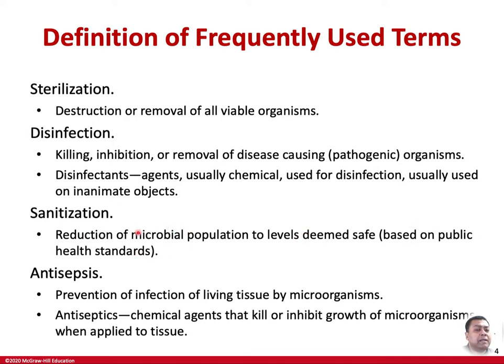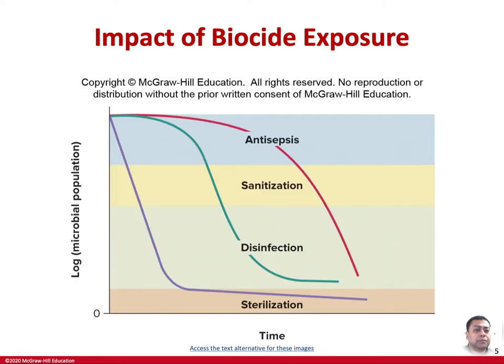That does not mean that the sanitization process removes 100% of the vegetative cells. That's the difference between disinfection and sanitization. Sanitization reduces the microbial population to a level which is safe. On the other hand, we already talked about antisepsis, which prevents the infection of living tissue by microorganisms, and antiseptics are the chemical agents that kill or inhibit the growth of microorganisms when applied to tissue. Most of the time, antiseptics are used on the skin surface though.